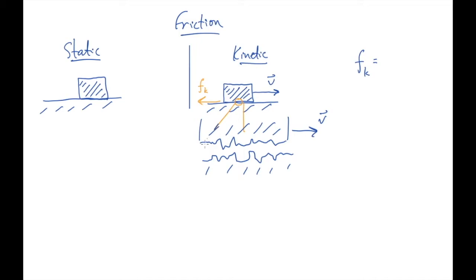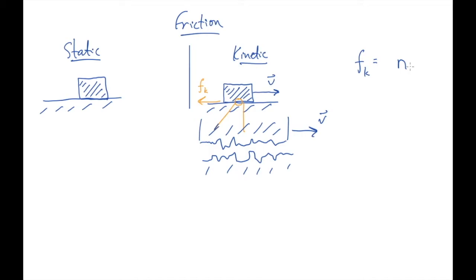If we look back here, we can imagine that the harder these two surfaces are pressed into each other, so that these jigs and jags get embedded more into these jigs and jags, the more friction there should be. And that tells me that the kinetic friction force should be proportional to the normal force. The normal force tells me how hard one surface is being pushed into another. The larger that force is, the larger the friction force ought to be. So we model friction as being proportional to the normal force.